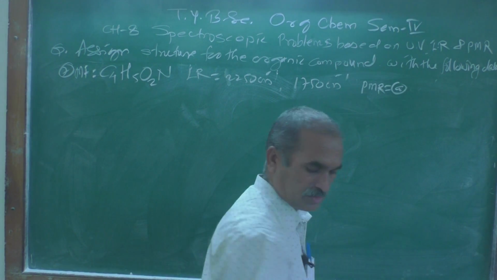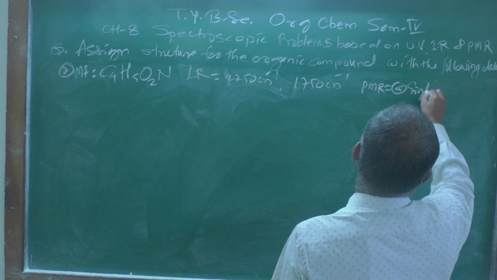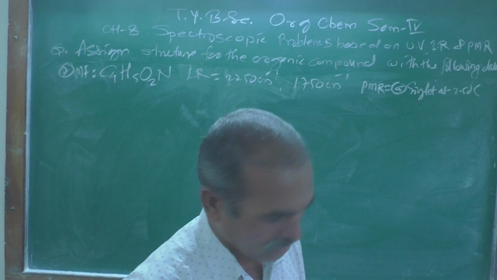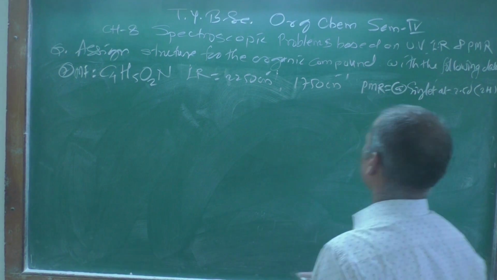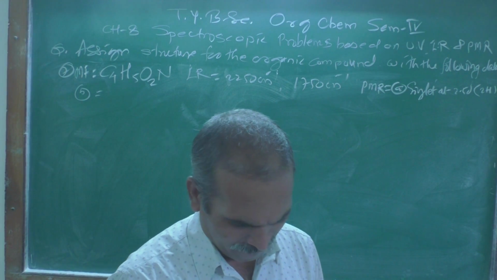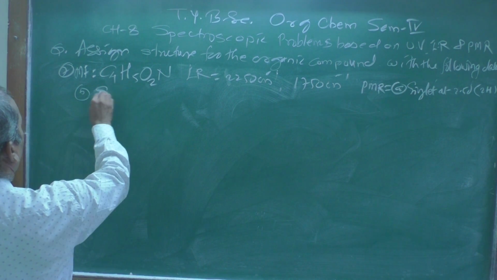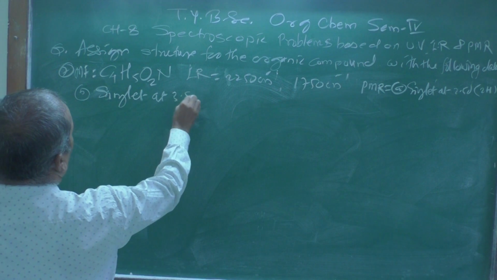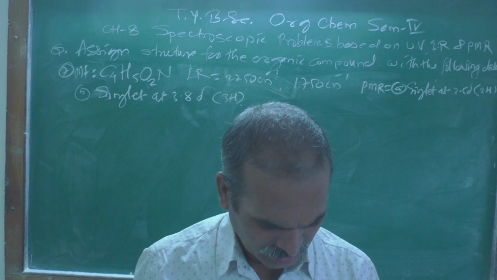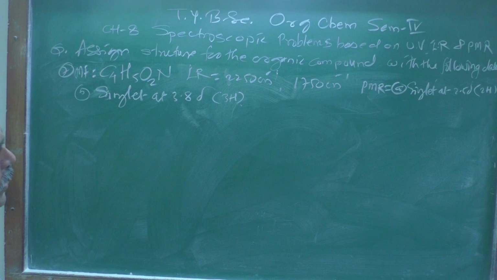PMR: A is a singlet at 2.5 delta corresponding to 2 protons, and B is a singlet at 3.8 delta corresponding to 3 protons. Now once again, think over it.